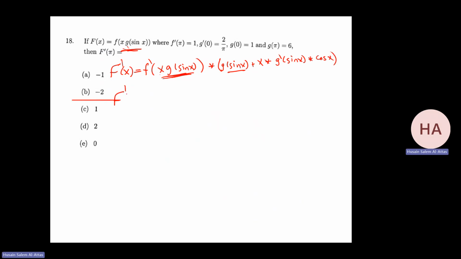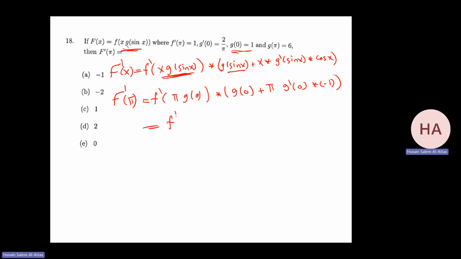Now, I need to find capital F prime at pi. Let us see what will happen. So that will be F prime at pi, G of sine pi, which is 0, times G of sine pi, which is 0, plus x, which is pi, G prime at 0, cosine pi, which is minus 1. Okay. G at 0 is what? 1. So I have F prime at pi times G at 0, which is 1. G prime at 0 is 2 over pi. So that will be pi, 2 over pi times minus 1.